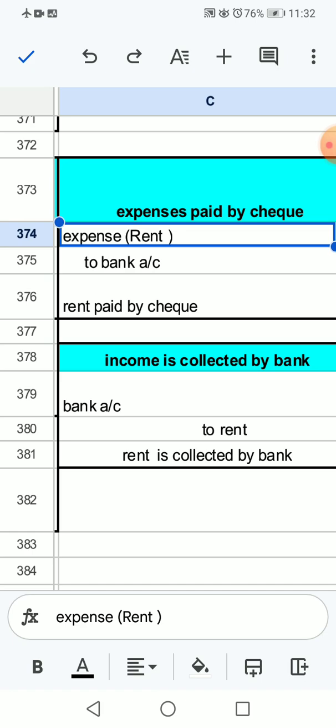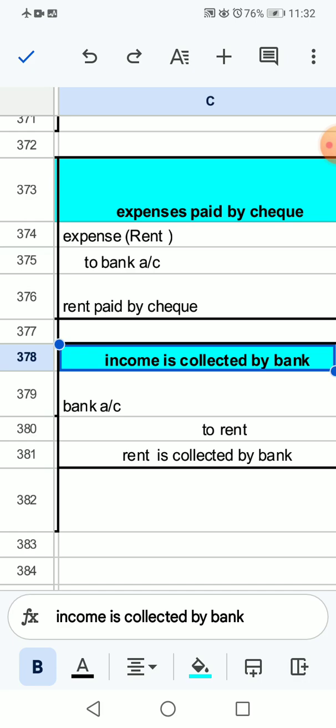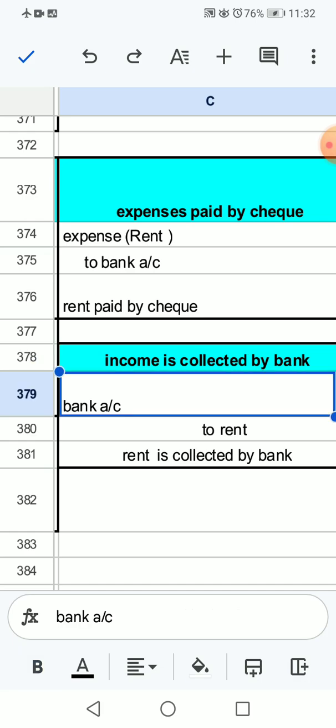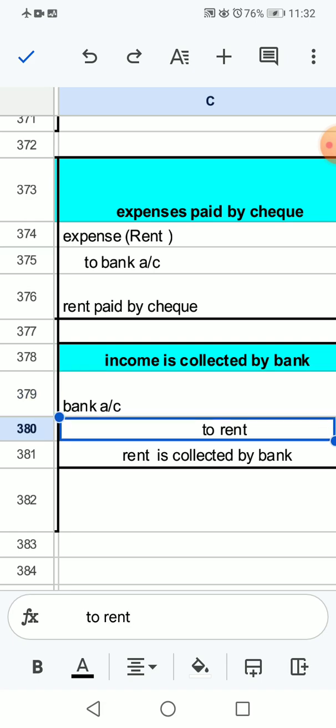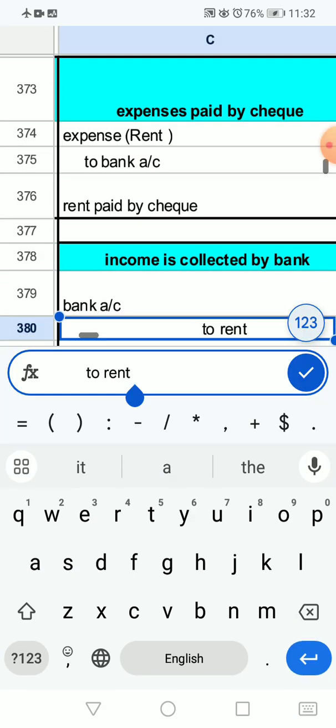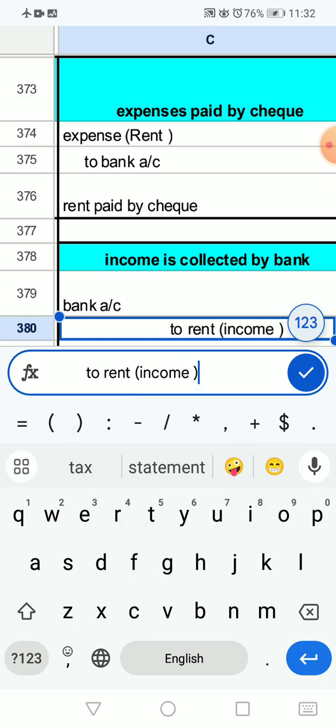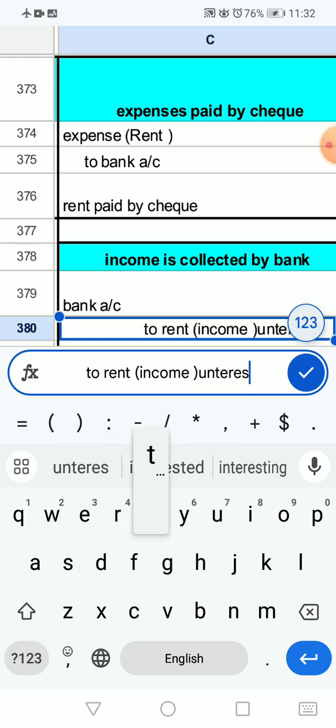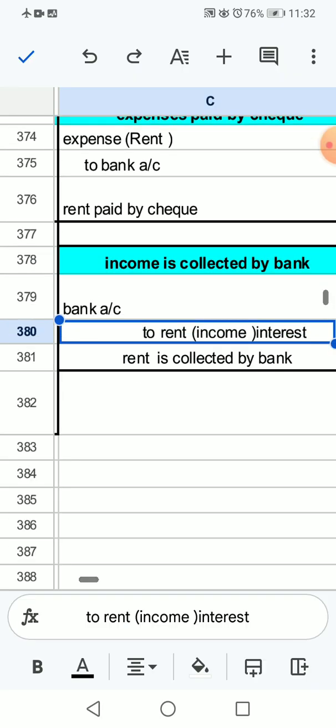If any income is collected by the bank, your bank account would increase. Bank is your asset, bank account is your asset. Asset will increase, and increase in asset should be debited. That is why you have written the name of the bank account on the debit side. Since it is your income and income is always credited, you have written the name of income on the credit side. And here you can write any name of income, like you have received interest, or any sort of income, you will write the name over here.